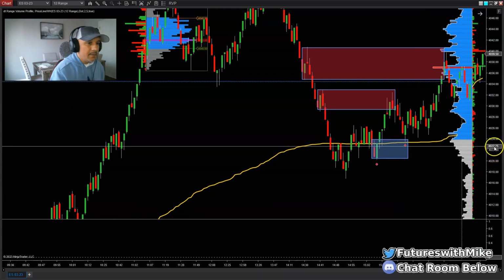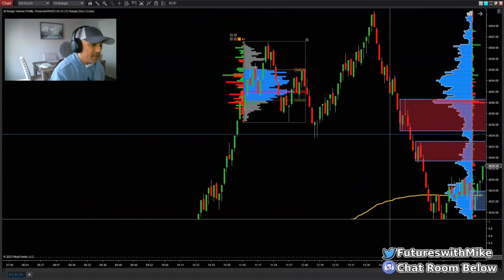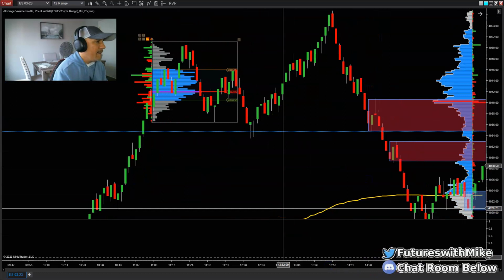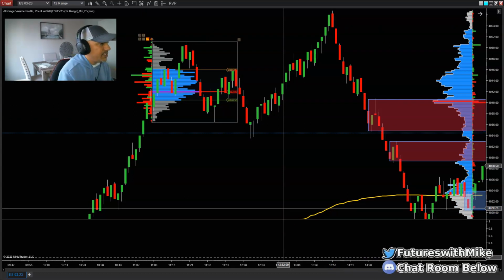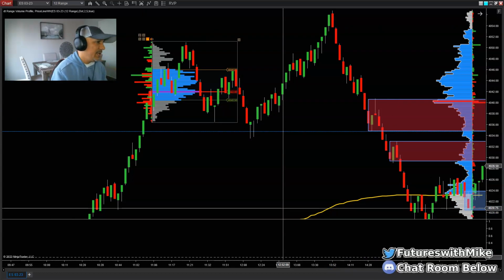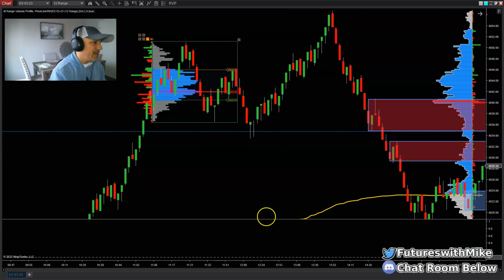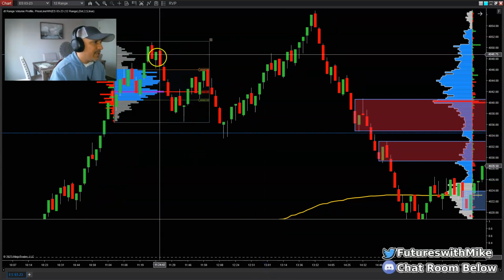I'm going to blow this specific area back up, and we'll talk about how I use delta as a means of confluence when getting into a trade, to pinpoint an area. So here's an area of supply right here, okay?